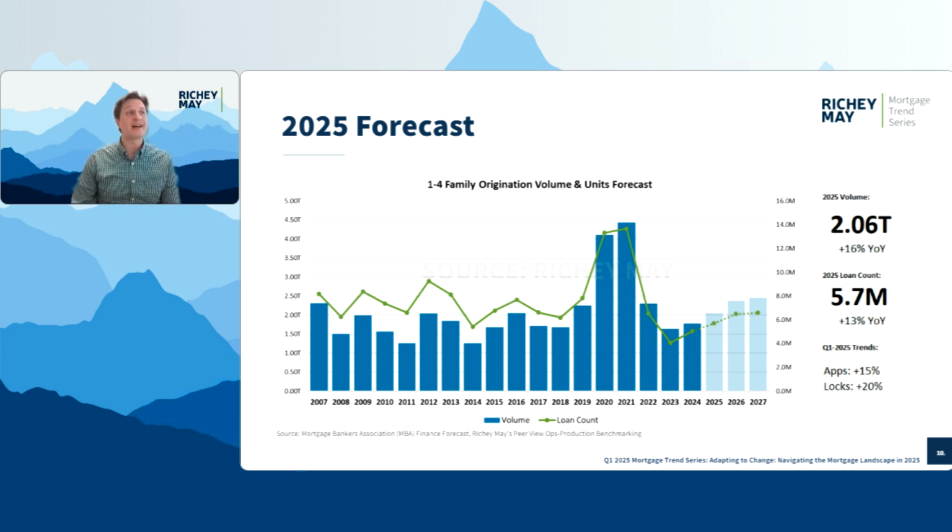For 2025, that forecast is a little over 2 trillion here. And so that number would actually be the 6th highest volume we've seen since 2007. So there's definitely volume out there to be had if this is directionally correct. But in the forecast, we still have 5.7 million loans. And so this is the 4th lowest since 2007. It's better than '24. It's better than '23. But it's only about 300,000 loans better than 2014.